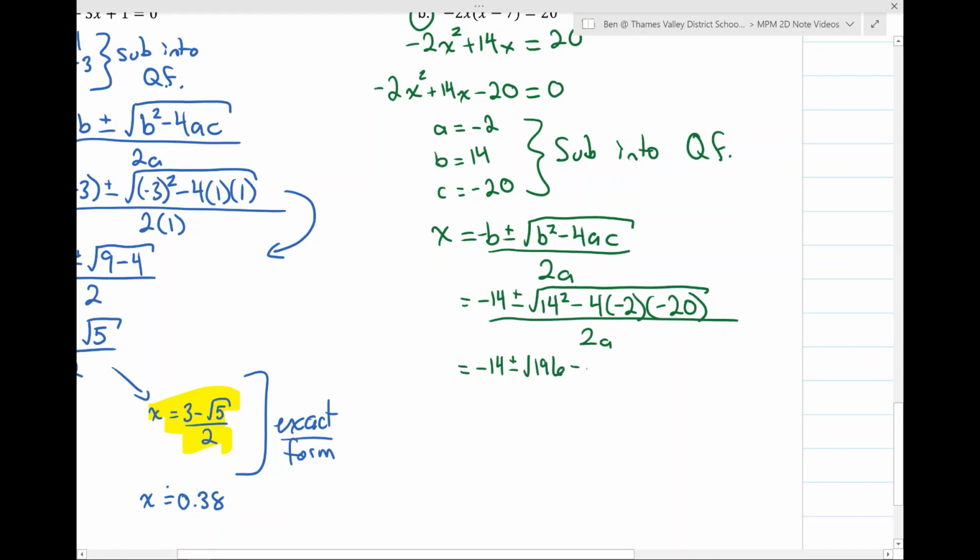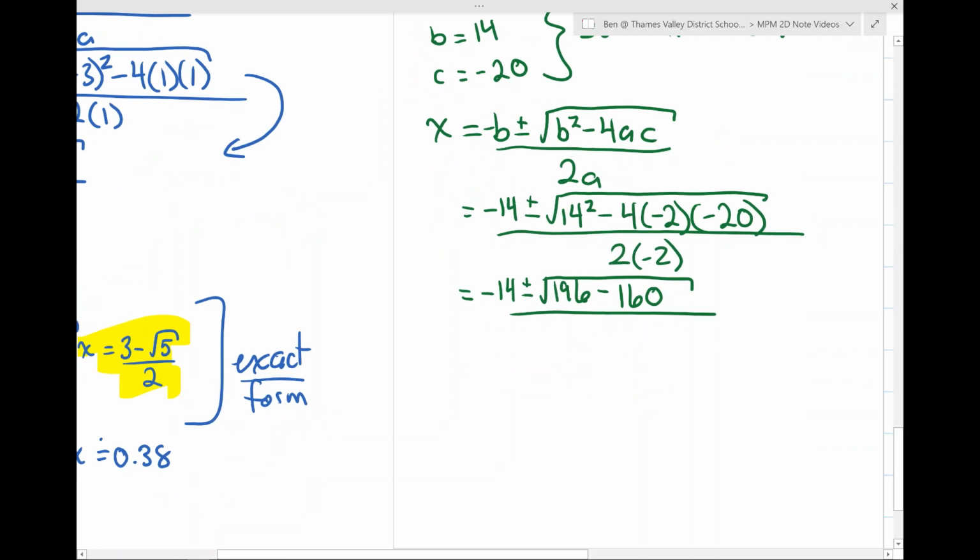Minus 4 times negative 2 times negative 20. Well, 2 times 20, that's going to be 40. 4 times positive 40, that's going to be negative 160. Fantastic. All divided by, whoops, I left this 2a in there. My a term is negative 2, isn't it? All divided by negative 4. And that is negative 14 plus or minus the square root of 196 minus 160.